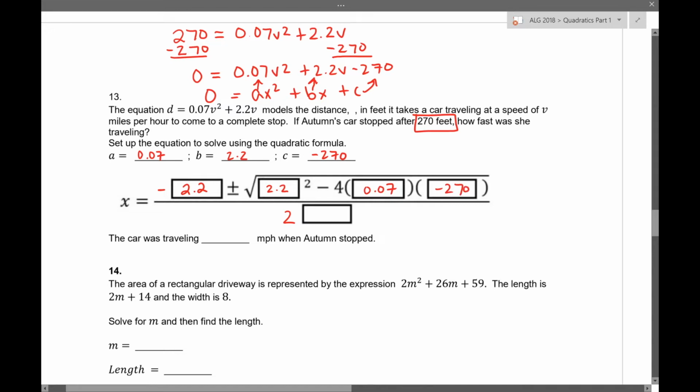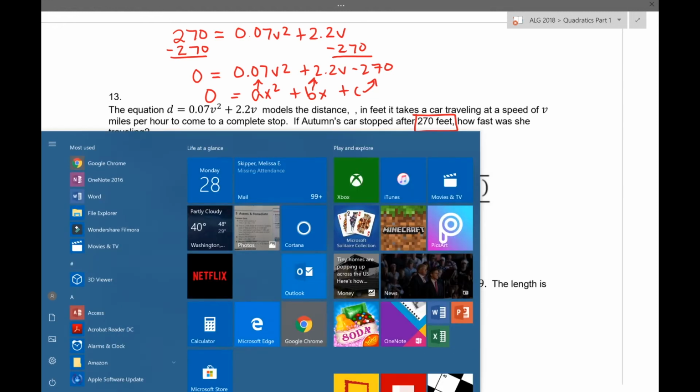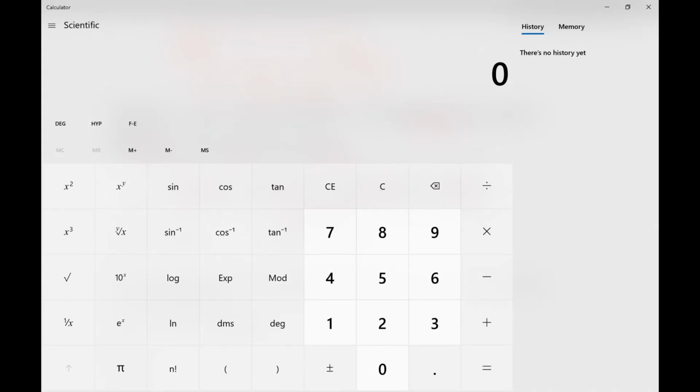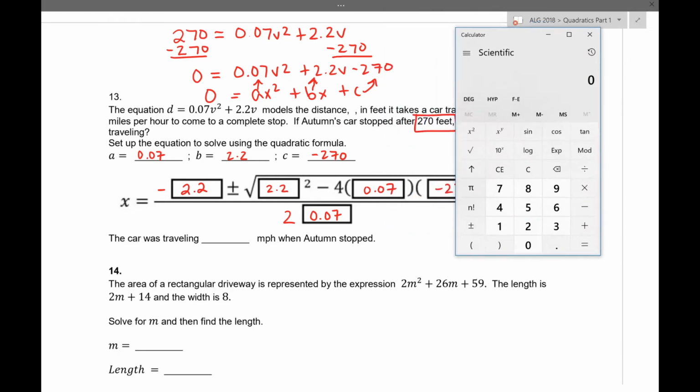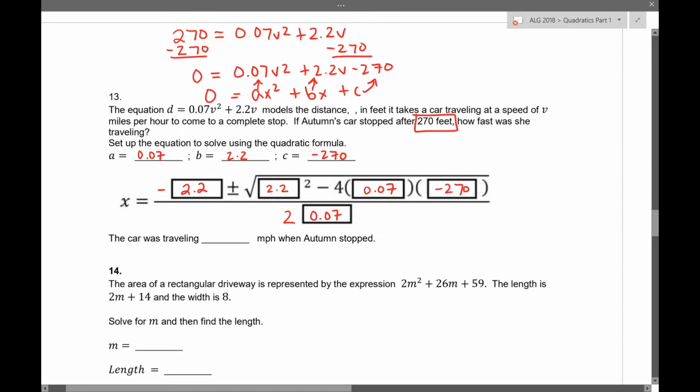Okay, and that's over 2 times 0.07. You'll get a point for getting that part correct. Now you're going to want to use the calculator for the next part, so I'm going to pull out the calculator. Then we're going to simplify as much as we can. So I'm going to put this away for right now.